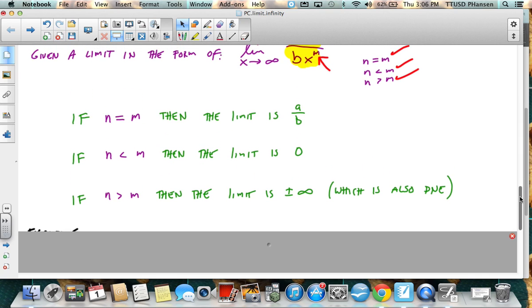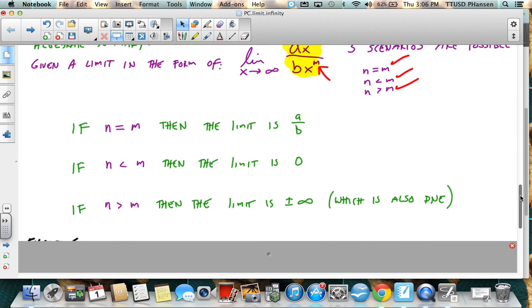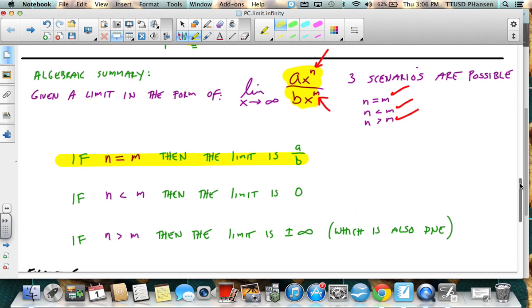So if the degrees are equal, if n equals m, then the limit is the ratio of a to b. If n is less than m, so the degree of the numerator is smaller than the degree of the denominator, then the limit is 0. And if n is greater than m, then the limit is either going to be positive or negative infinity, and also that is a limit that doesn't exist.